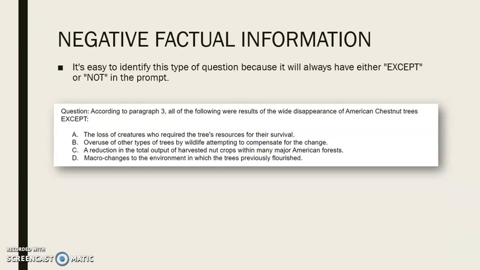So for negative factual information, we can have either the words except or not in the prompt. As you can see here, according to paragraph number 3, all of the following were results of the wide disappearance of American chestnut trees, except. You gotta choose the negative factual information of the exercise.